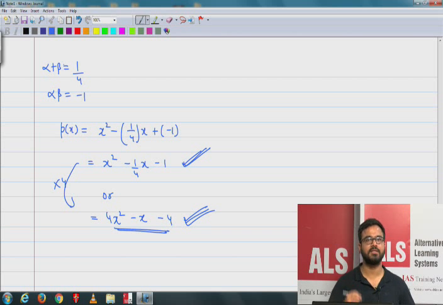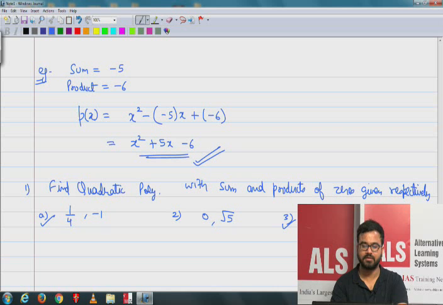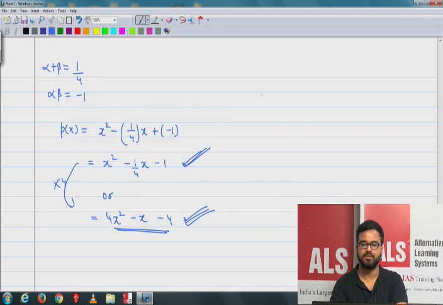Is this concept clear? The representation of the polynomial? Please raise your hand if it is clear. That's great. Similarly, in the same way, the third question was minus 1 by 4 and 1 by 4.